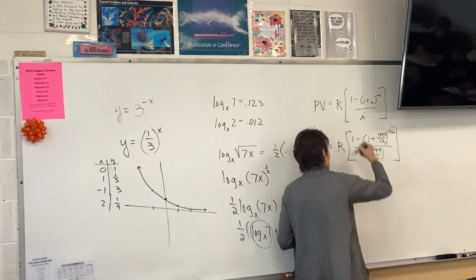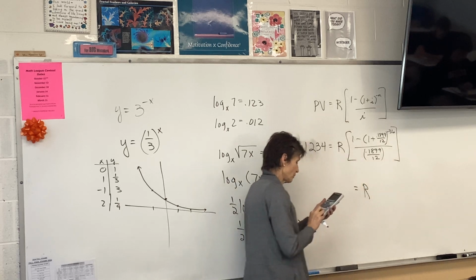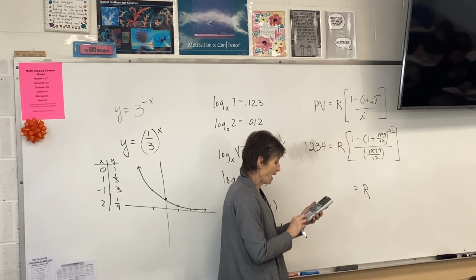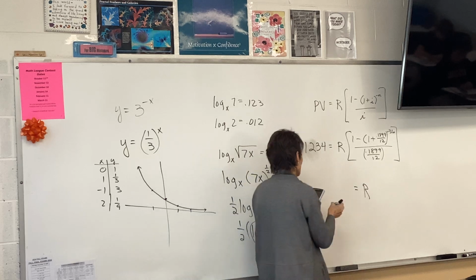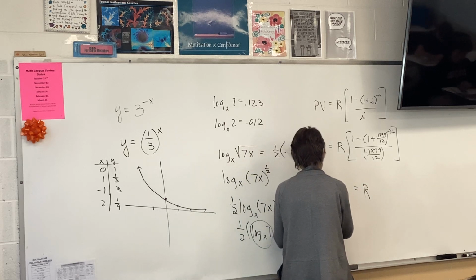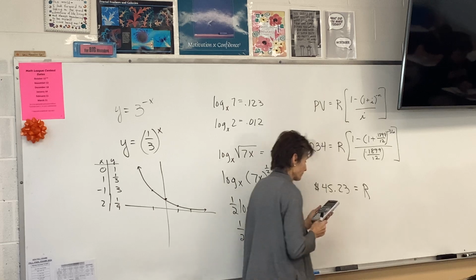Now I have this number on my calculator. So I'll do 1, 2, 3, 4 divided by second answer. And the payment amount is $45.23.